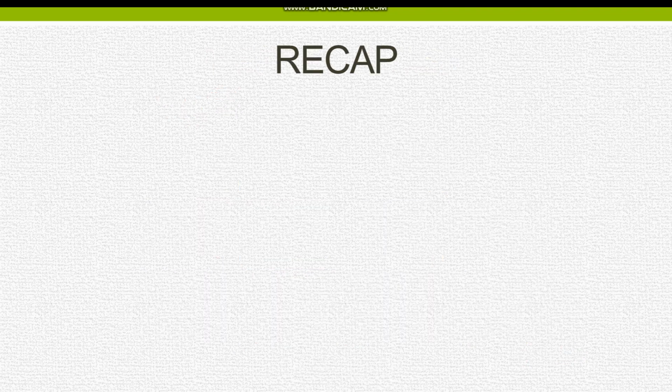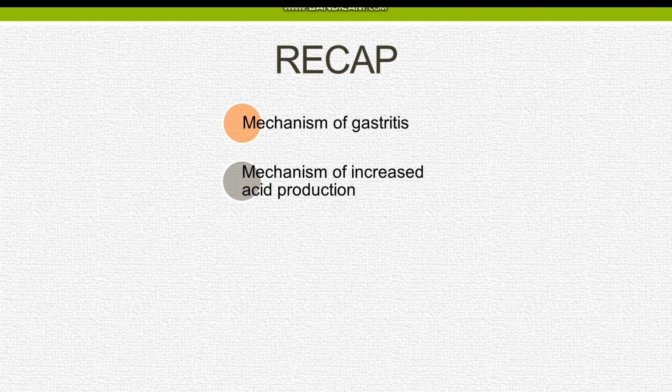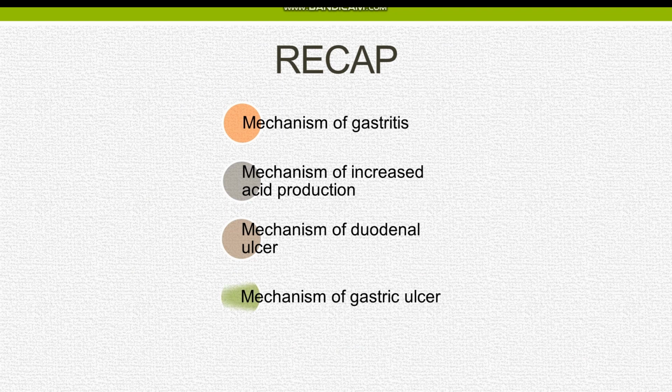So let's go through a quick recap about the pathogenesis. In the pathogenesis section, we have discussed the mechanism of gastritis, the mechanism of increased acid production, the mechanism of duodenal ulcer, and the mechanism of gastric ulcer. So all these four outcomes are due to H. pylori bacteria.